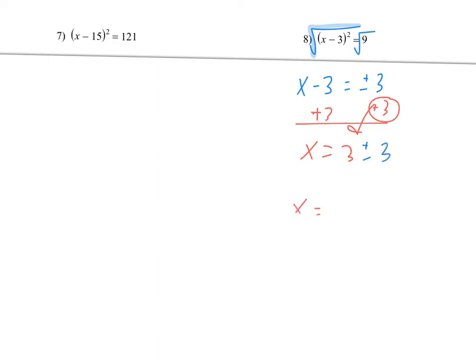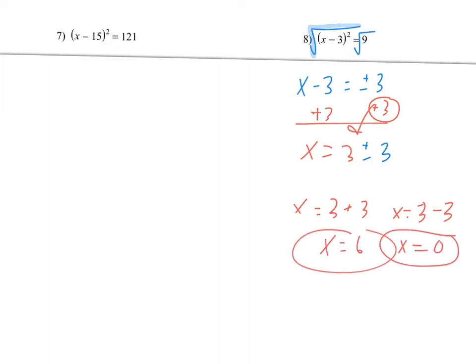And the reason for that is now I need to kind of do this twice. I need to do it as 3 plus 3, and then I need to do it again as 3 minus 3. So I got x equals 6 and x equals 0 as my two answers.